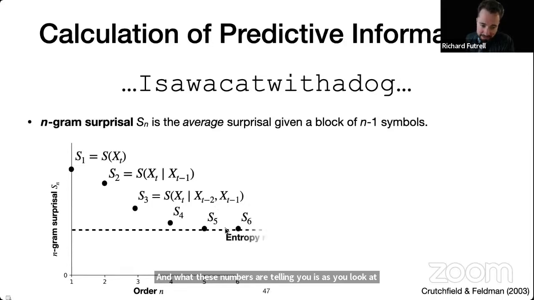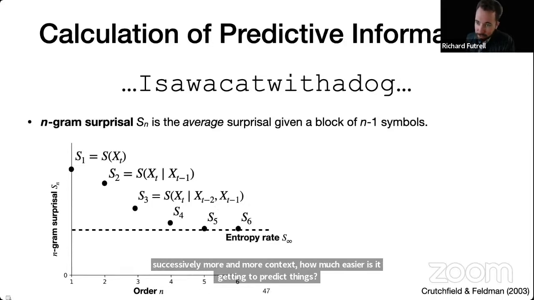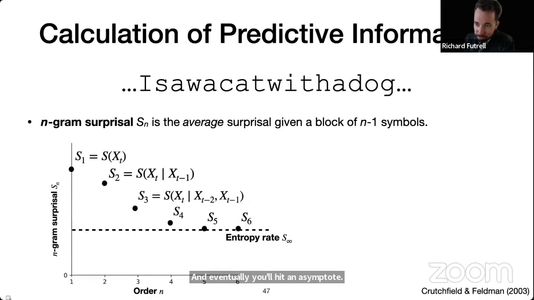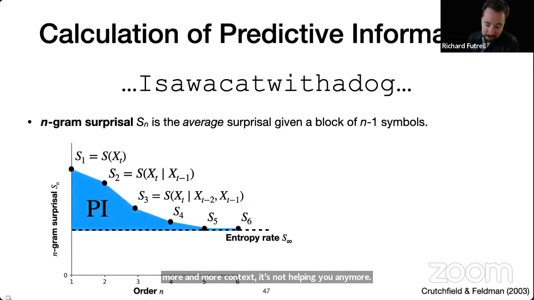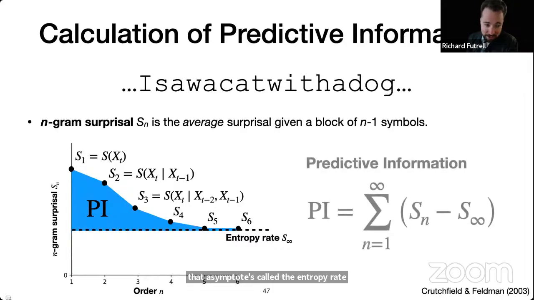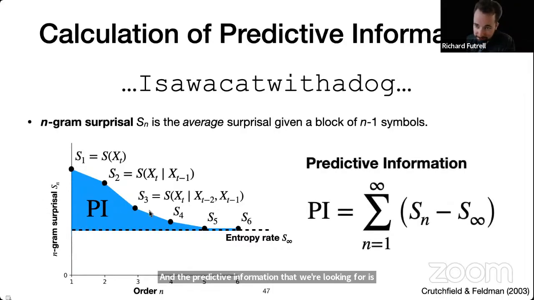And eventually you'll hit an asymptote. Eventually you get to a point where, as you're looking at more and more context, it's not helping you anymore. That asymptote is called the entropy rate. And the predictive information that we're looking for is just the area under this curve. You just add up these differences to the entropy rate.